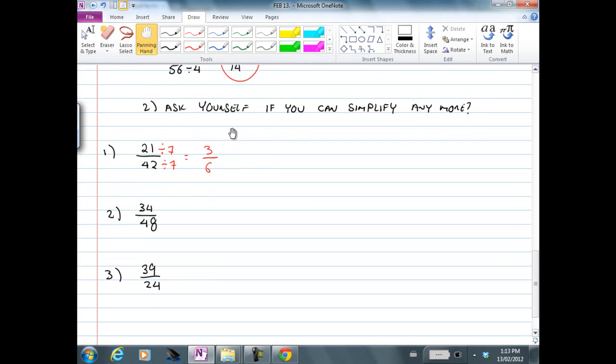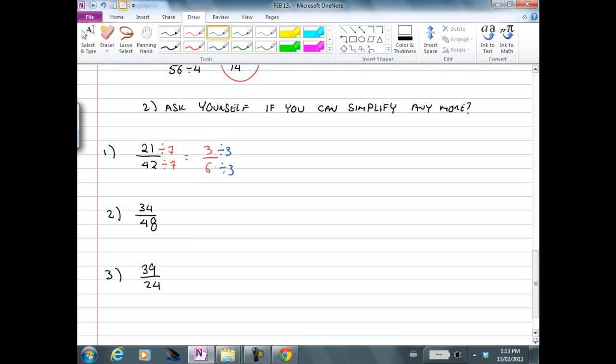Now I go into step 2. Ask yourself, can I break 3 over 6 any more? Sufyan, can you break it down? You could. And for 42, there are many ways. You can choose any number you like. The question is, once you get up to here, can you break this down any further? 3 and 6: what can you break 3 and 6 by? 3. So divide the top by 3 and divide the bottom by 3.